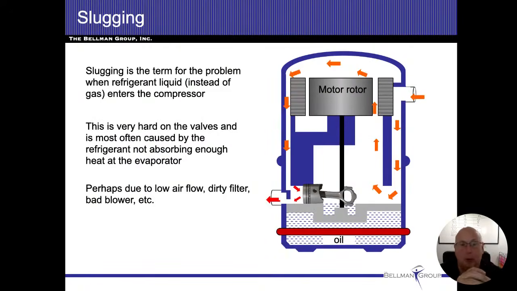Slugging, I'd like you to know that term. I brought this up before, where we have to only send a gas through a compressor. All right. So when we're dealing with the compressors for the refrigerant, if we put a liquid through there, we could damage it.